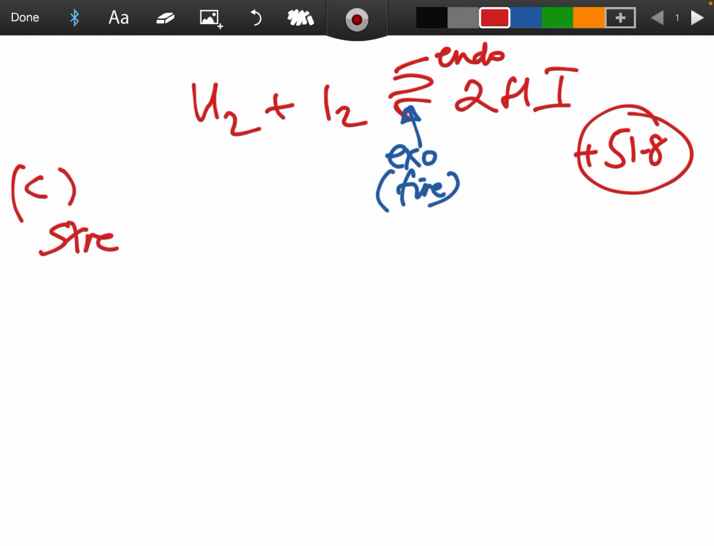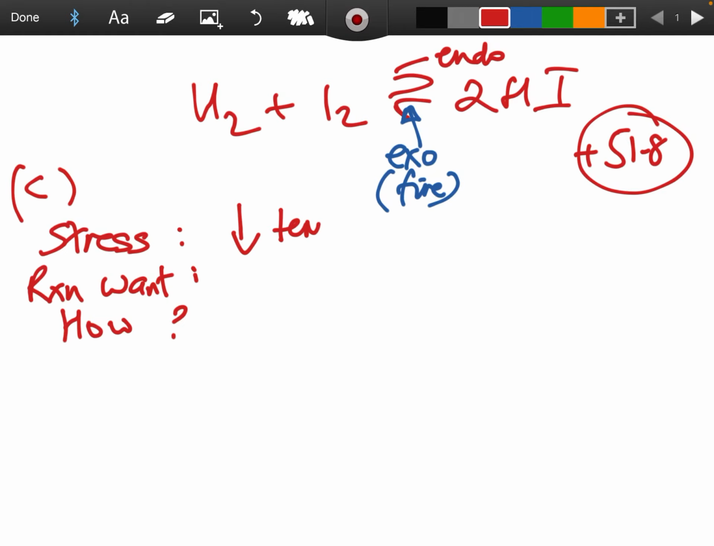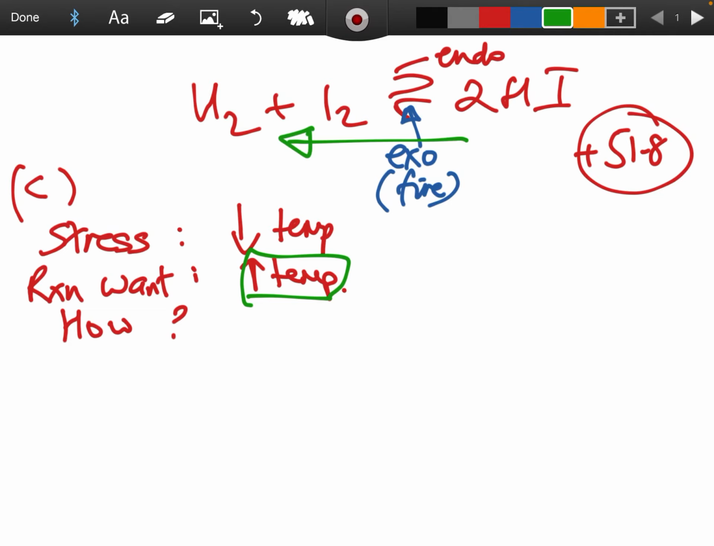So use the prompts that we've been doing. So what's the stress? What does the reaction want? And how is the reaction going to achieve this? So the stress in the question is that you have decreased the temperature, okay? So the reaction is going to want to increase the temperature, okay? And how will this particular reaction increase temperature? Favour the backward reaction, okay? Because that's the side that's exothermic. So this reaction will increase temperature by moving the equilibrium to the left, or by favouring the backward reaction.